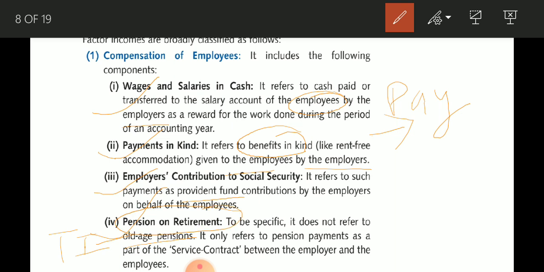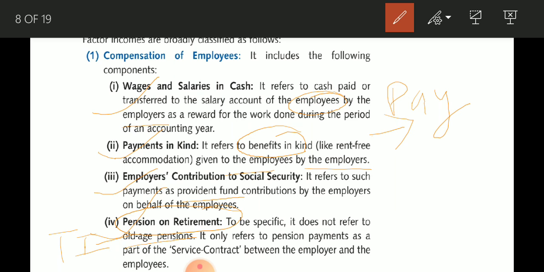So this pension is given only to those workers who have done a job in a particular organization or in a production unit, and in return they are getting this retirement pension, and they also contribute to it. So this fourth component, pension on retirement, is included, but don't confuse it with old age pension. Old age pension is a transfer income.